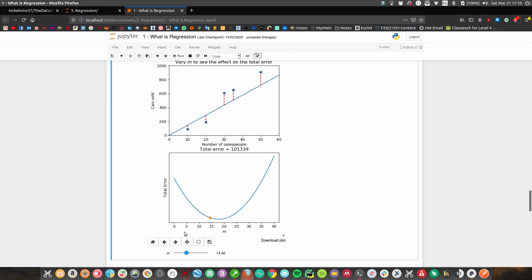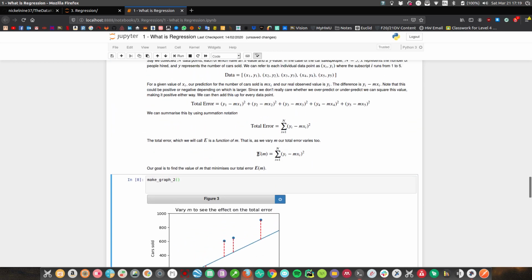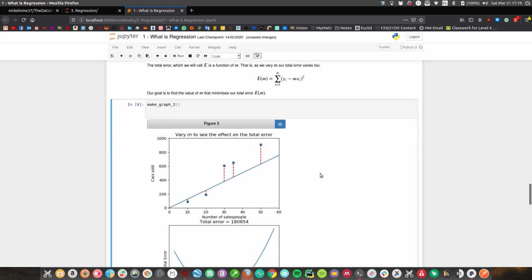So along this axis, we've got m. You can see as we're sliding this, that little orange ball is moving to represent that the m is changing. And you can see that the total error associated with that m is changing, right? So this graph down here is a representation of this, right? So as m changes, our error changes.